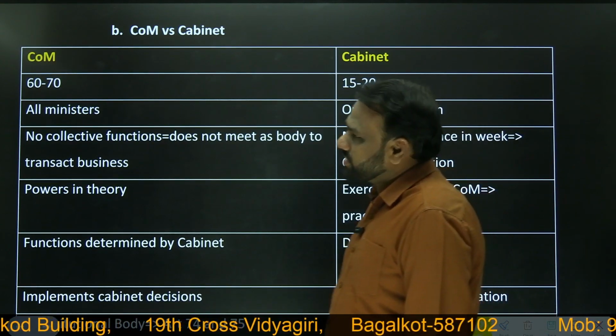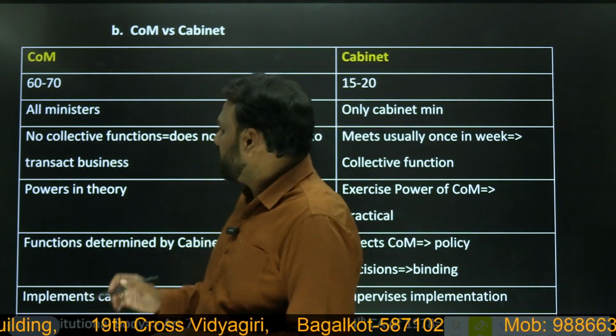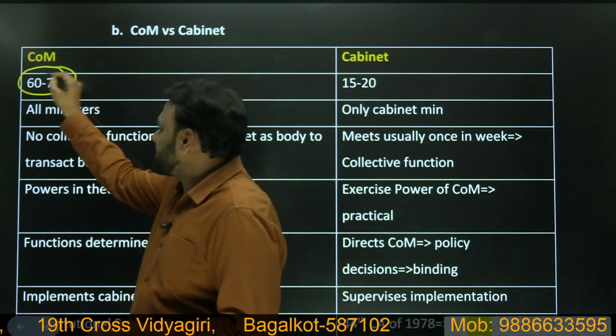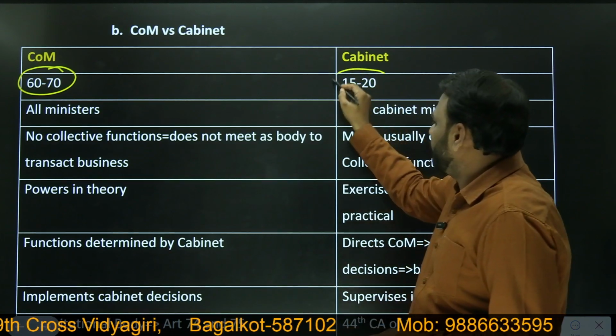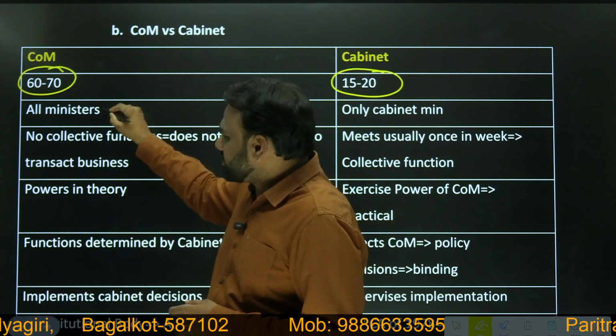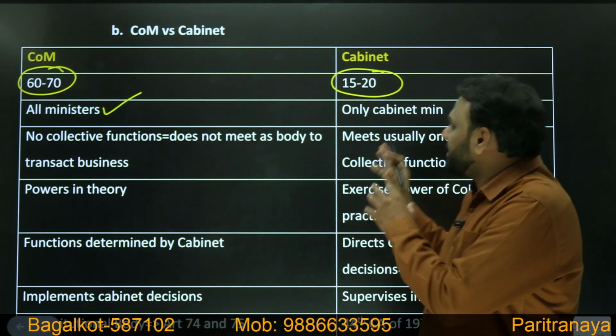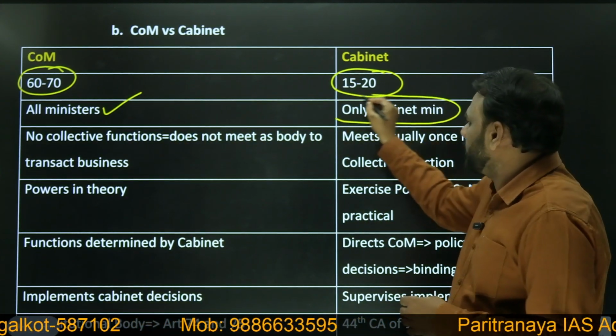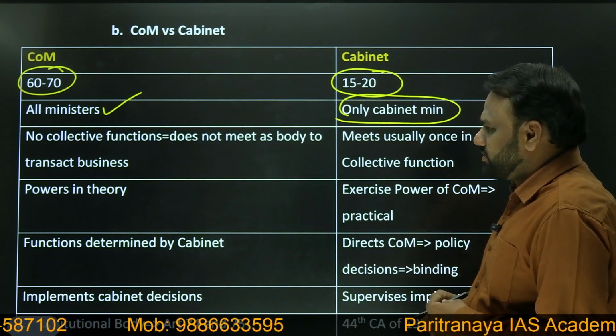So council of ministers, there are 60 to 70 ministers, whereas the cabinet consists of 15 to 20 ministers. They are the most powerful. So when we say council of ministers, it consists of all ministers, but when it comes to cabinet, only cabinet ministers. Okay, hardly around 15 to 20 ministers.